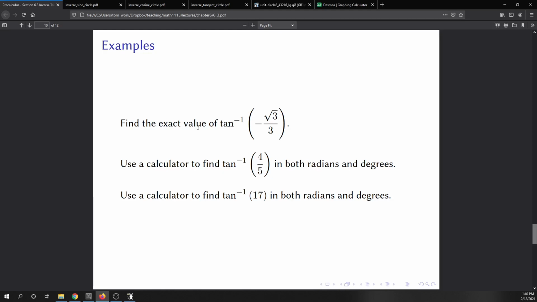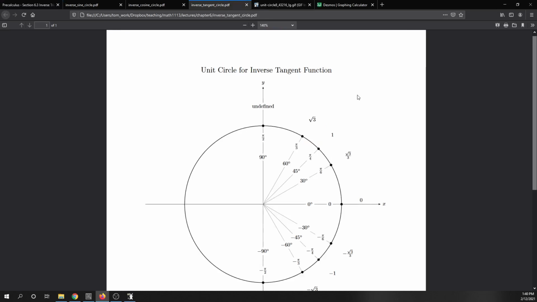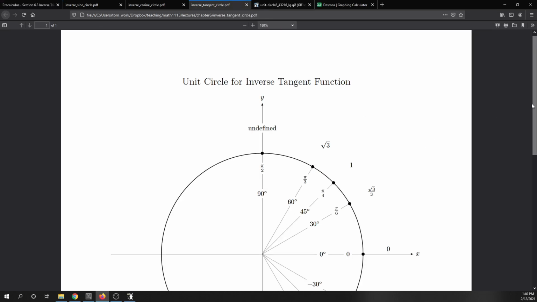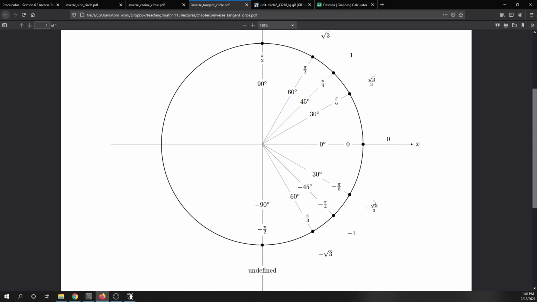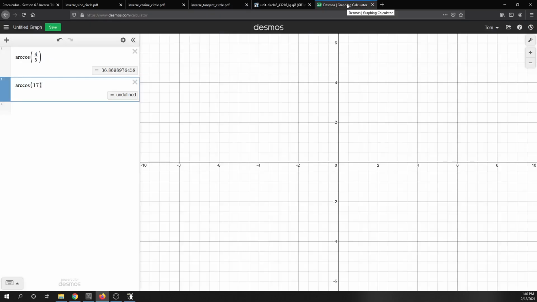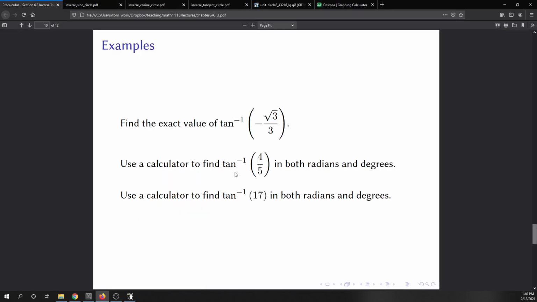All right, so find the exact value of the inverse tangent of -√3/3. And so I would look around the edge of the circle for -√3/3. It's right here. Okay, and so therefore the answer, the output would be -pi/6 if you wanted it in radians, or -30 degrees if you wanted it in degrees. Okay, so next up is using the calculator.